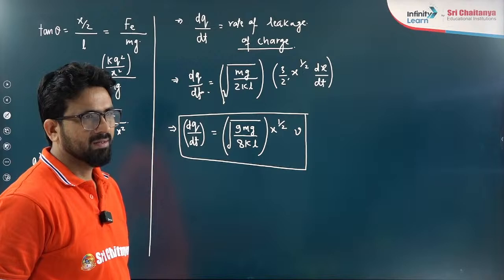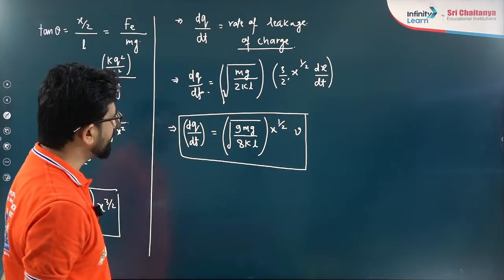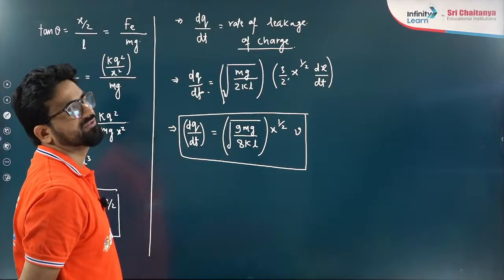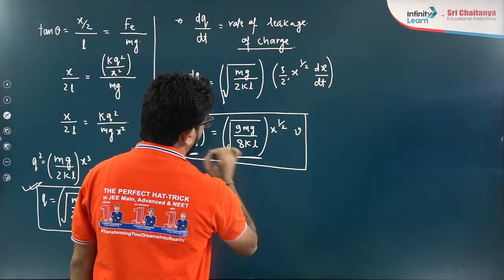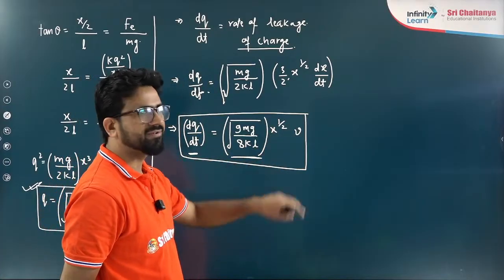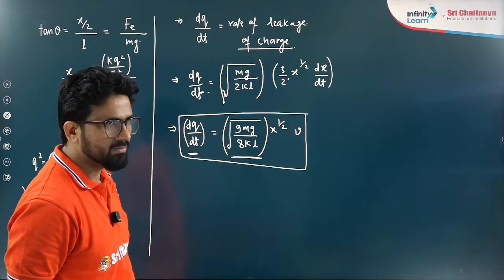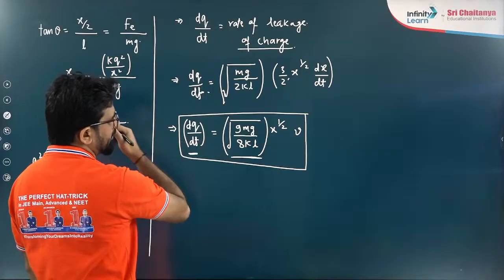Okay. Now, this is dq by dt, rate of flow of charge, given also constant. That means this part is also constant. This complete bracket is also constant. So what is remaining? Velocity and x. These are variable. Yes, this is variable. So what will you get? You will get from here.